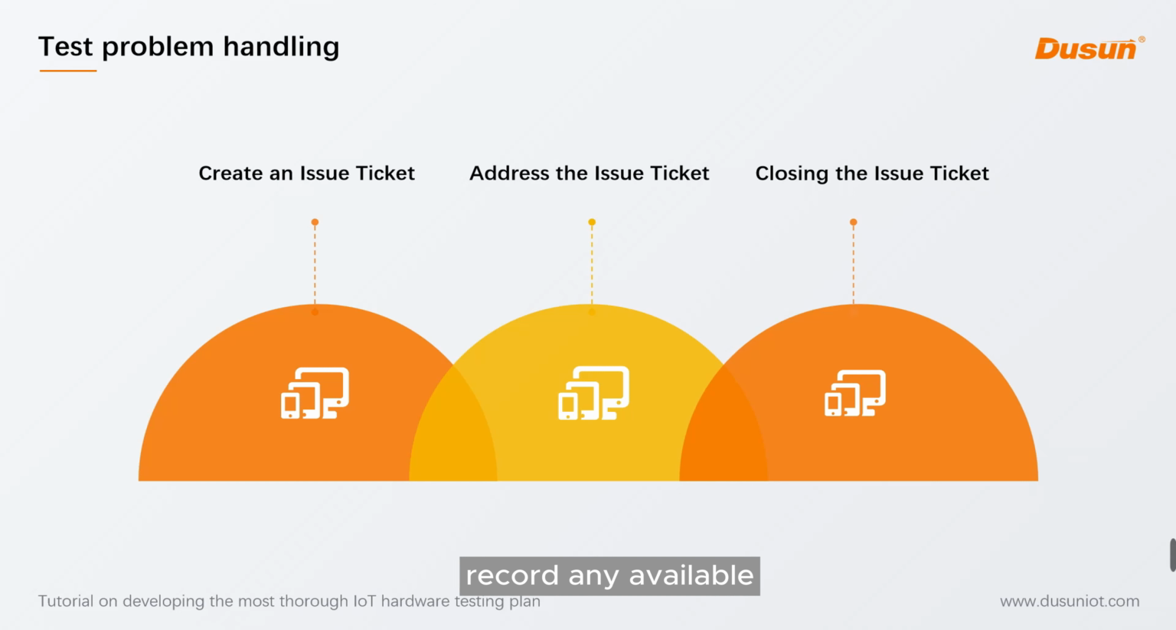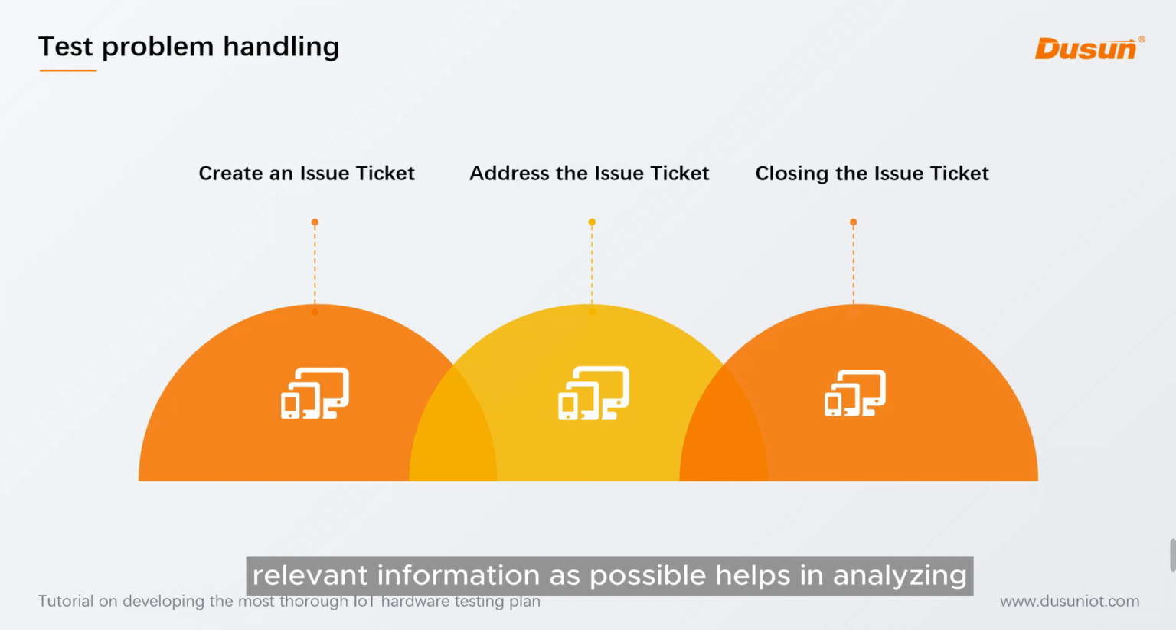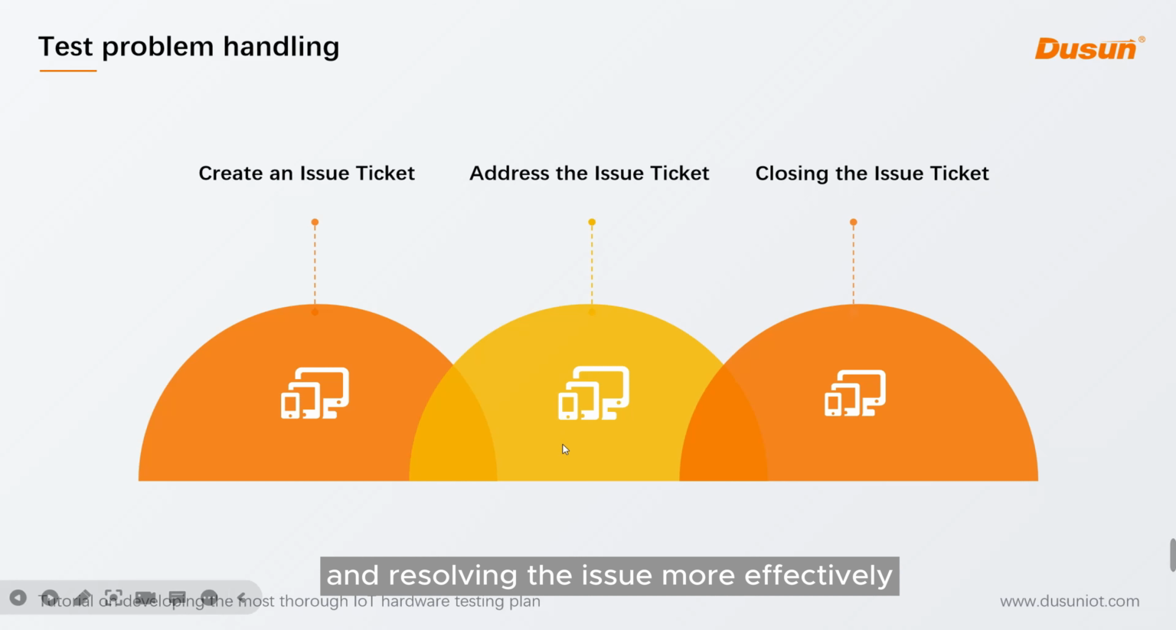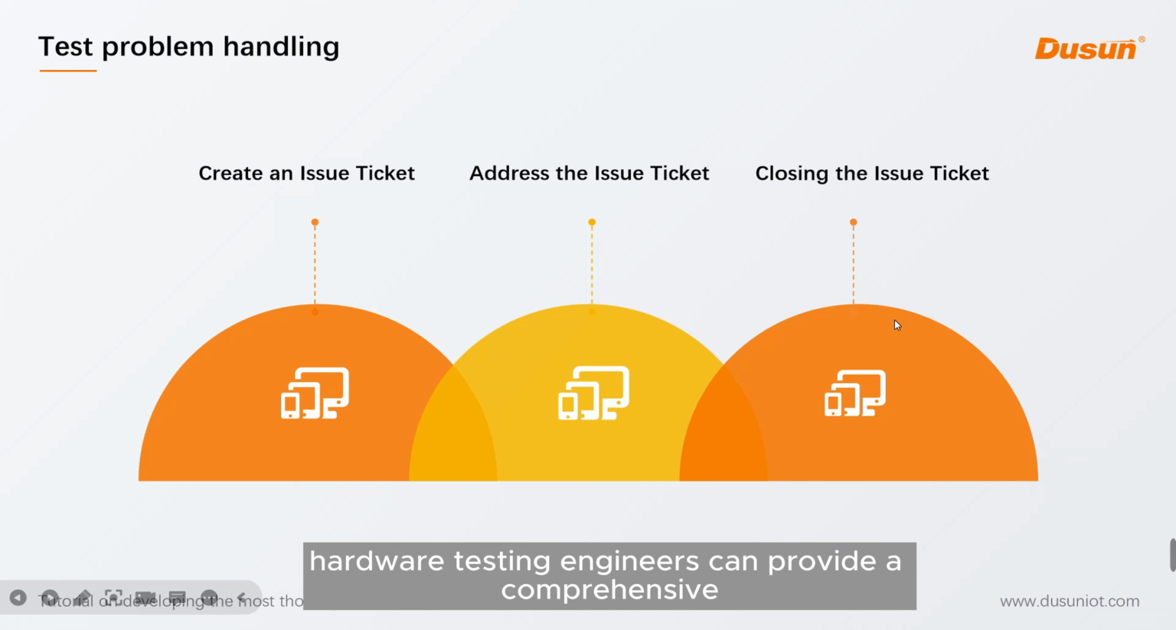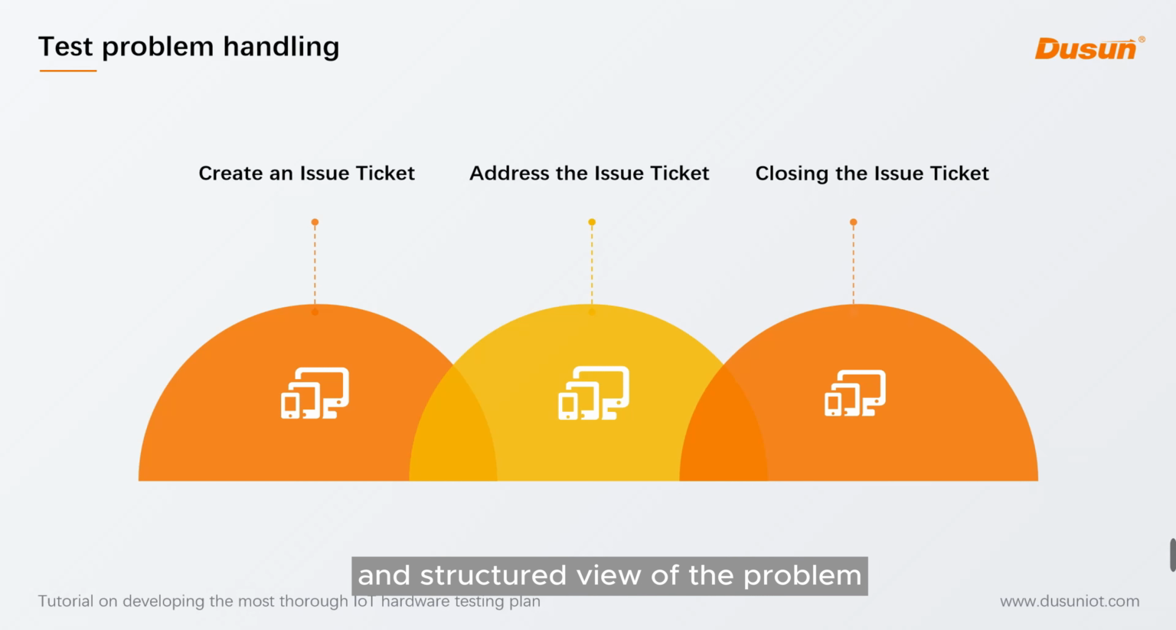Record any available relevant information related to the issue, such as error messages, log files, screenshots, or any other supporting documentation. Gathering as much relevant information as possible helps in analyzing and resolving the issue more effectively. By capturing these details during issue ticket creation, hardware testing engineers can provide a comprehensive and structured view of the problem, facilitating efficient troubleshooting and resolution.